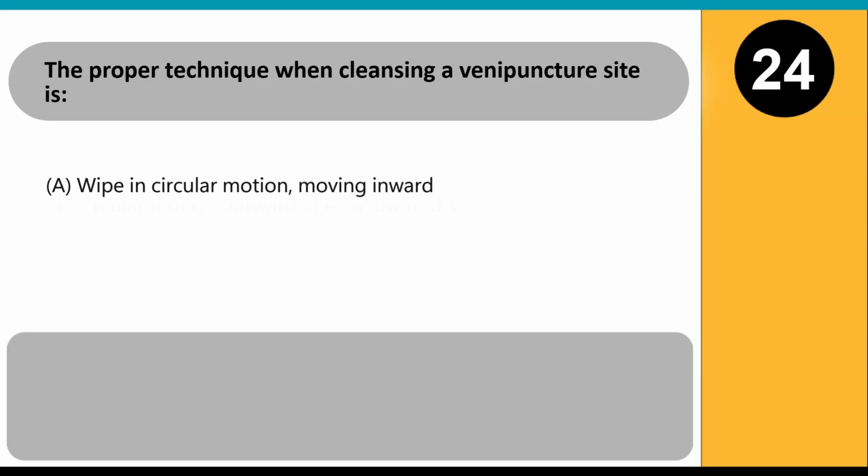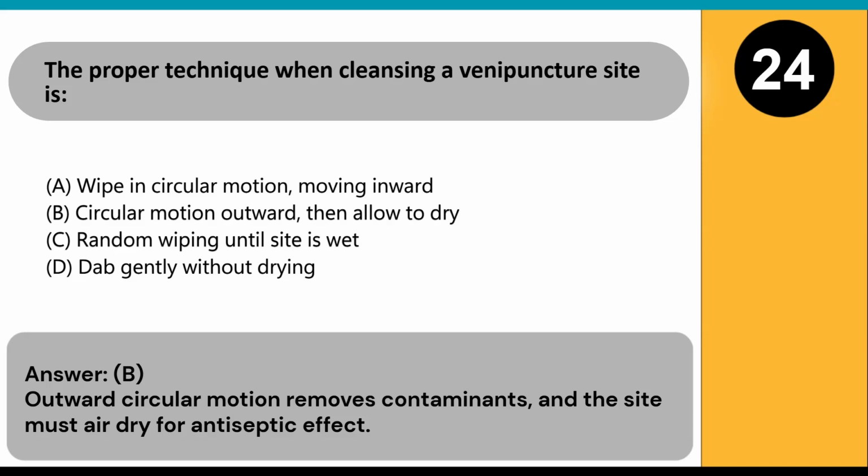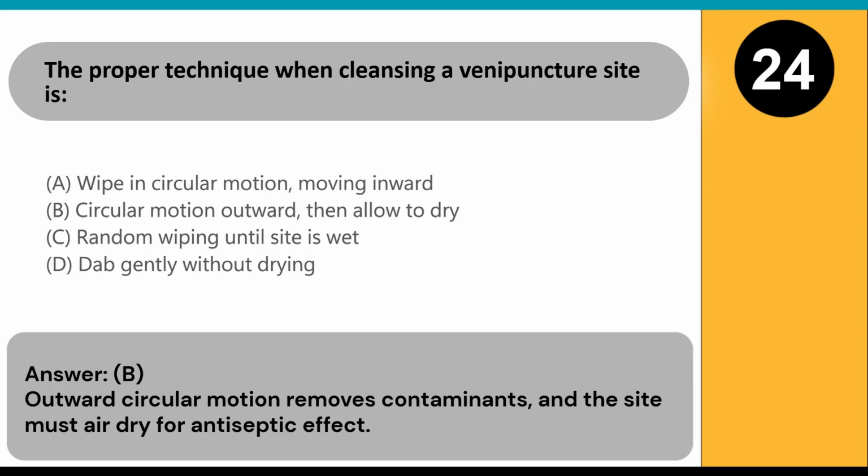The proper technique when cleansing a venipuncture site is: A. Wipe in circular motion, moving inward. B. Circular motion outward, then allow to dry. C. Random wiping until site is wet. D. Dab gently without drying. Answer: B. Outward circular motion removes contaminants, and the site must air dry for antiseptic effect.